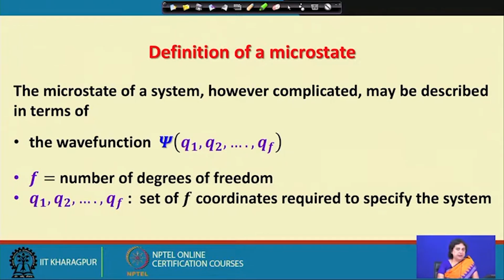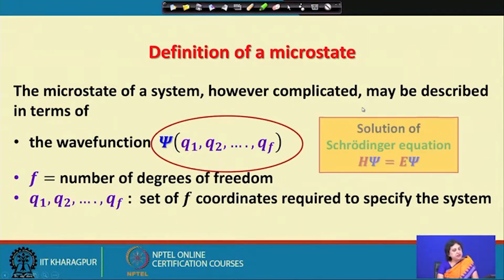So, once again coming back, is it possible to obtain complete information regarding psi for a very complicated system? The answer is, well, it may be possible for simple systems, but it is not possible for very complicated systems. But it still does not prevent us from defining a microscopic state, and this is how we are going to do it. The information regarding the wave function psi is obtained as a solution of the Schrodinger equation.